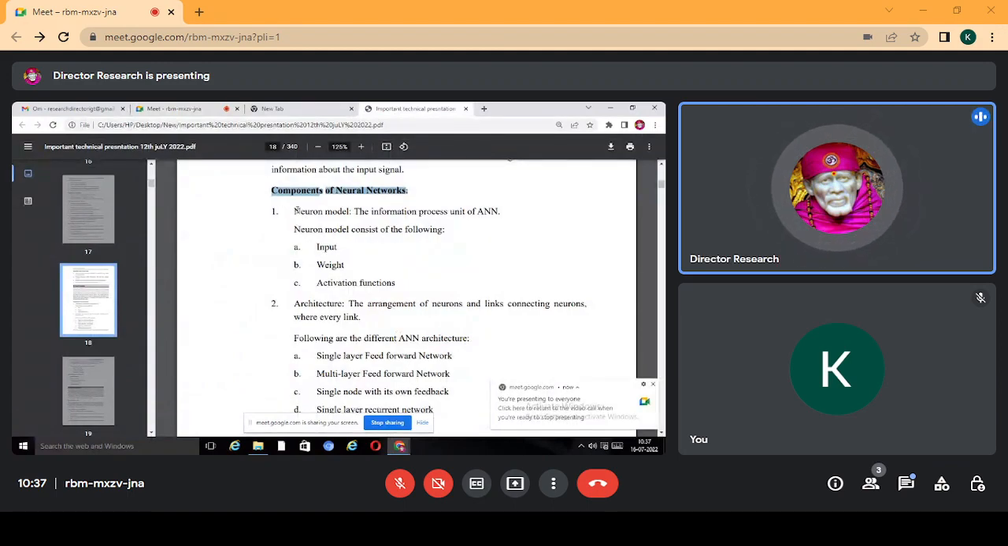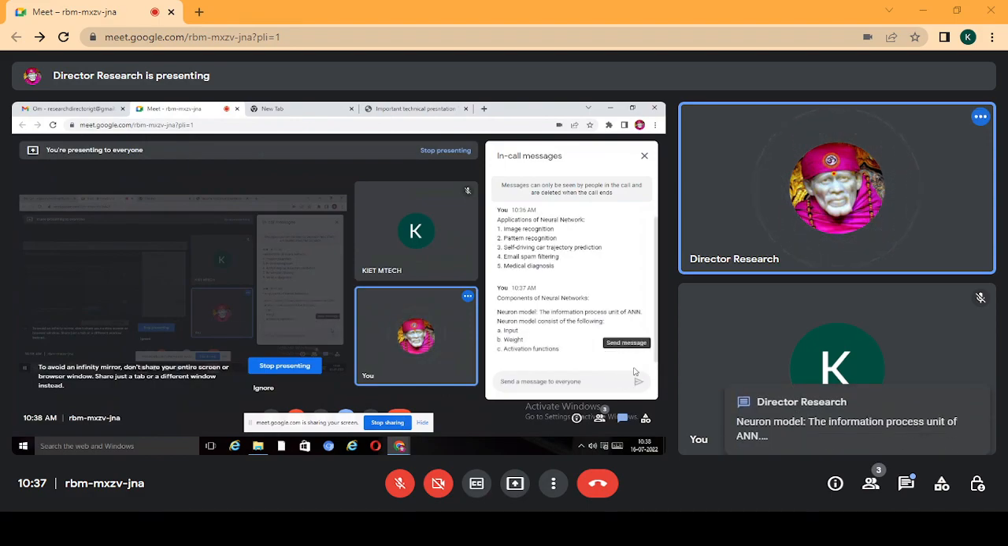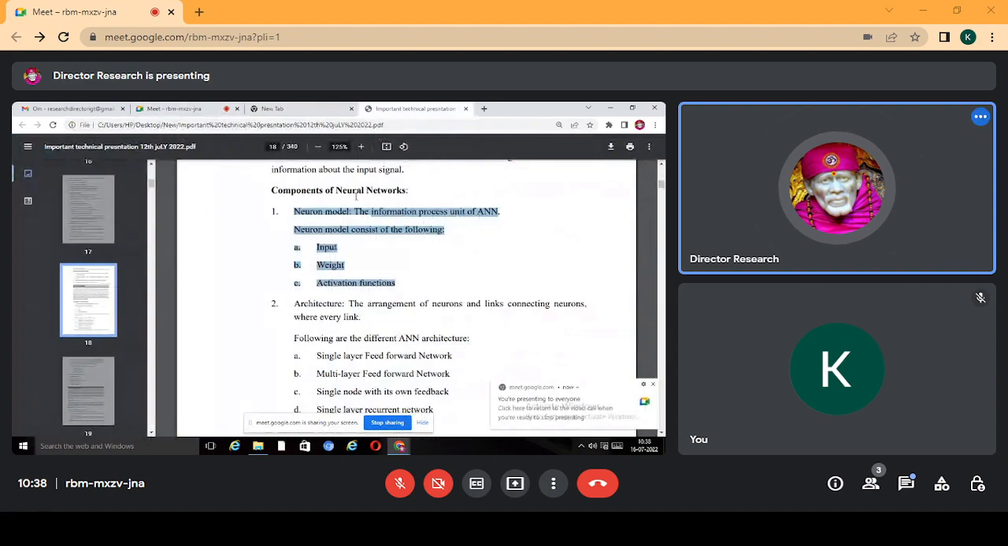Neuron model, the information processing unit of artificial neural network. Okay, the neuron model consists of the following: input, weight, activation functions. These keywords are very important actually. Input, weight, and activation functions.